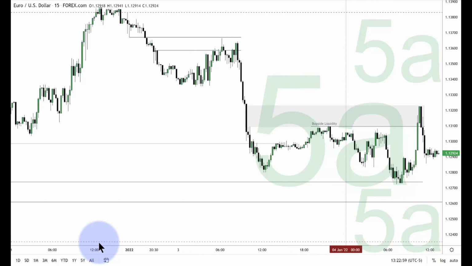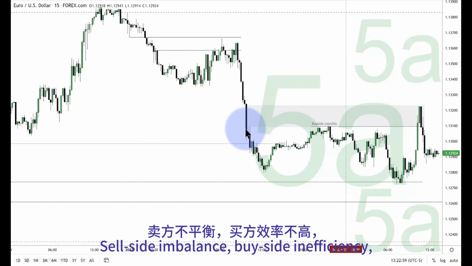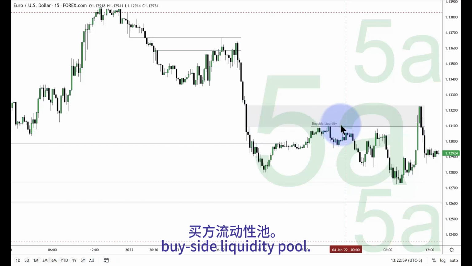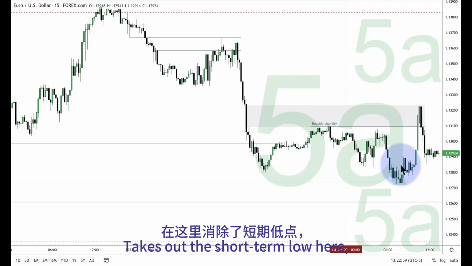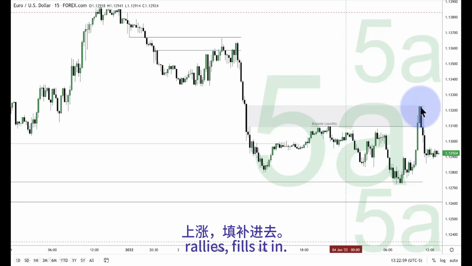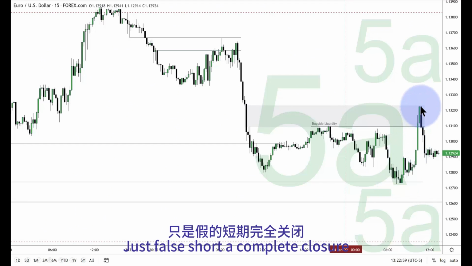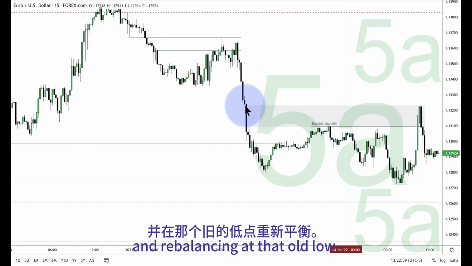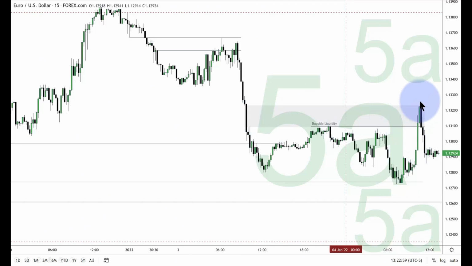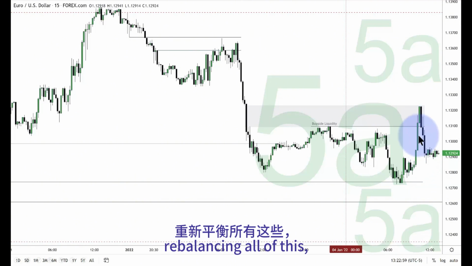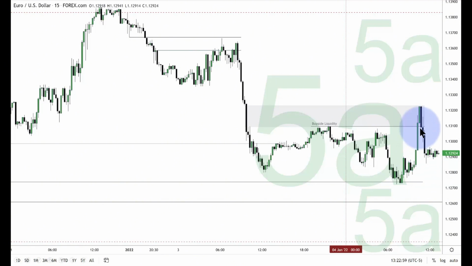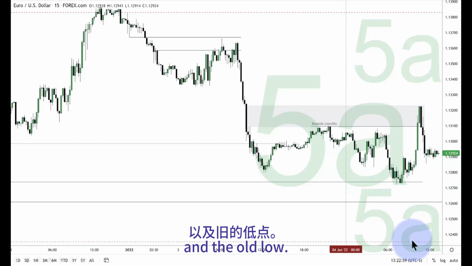15-minute time frame, euro. Sell side imbalance, buy side inefficiency, buy side liquidity pool. Takes out the short-term low here. Rallies, fills it in. Just falls short of complete closure and rebalancing at that old low. Then displacement to the downside, rebalancing all of this. And again, sell side here, here, and the old low.